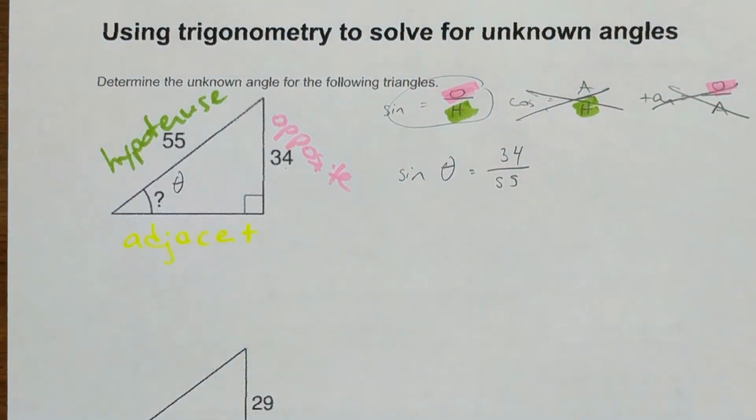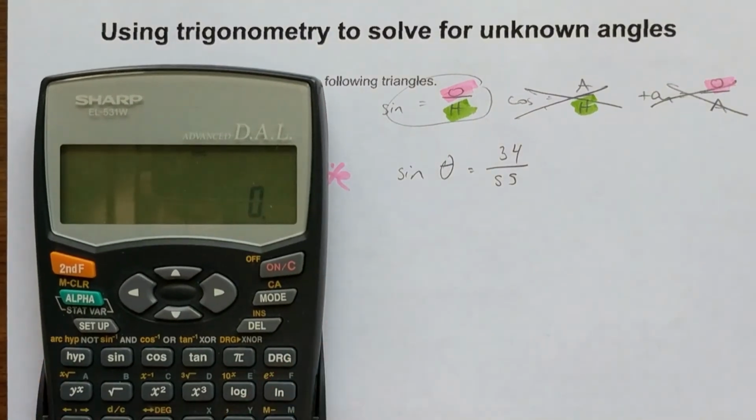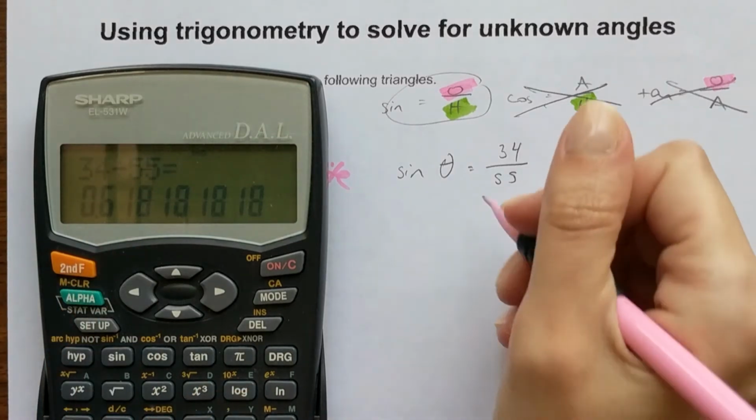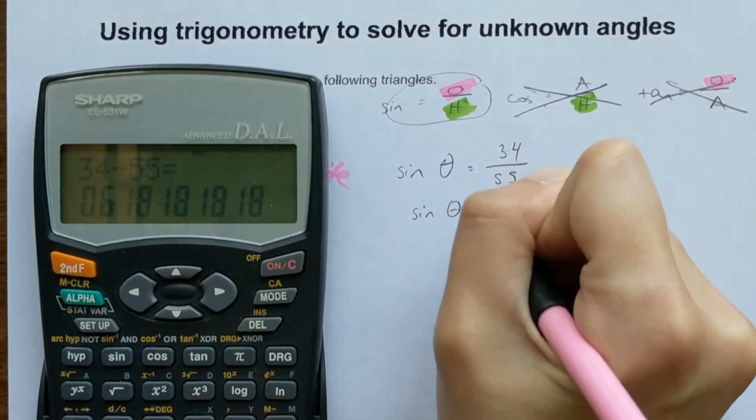So now that we have set it all up, it is time to actually go through and find what theta is. In order to do that, I need to first make my fraction a decimal, so I'm going to type 34 divided by 55 into my calculator, and I'm going to give it about 0.62.